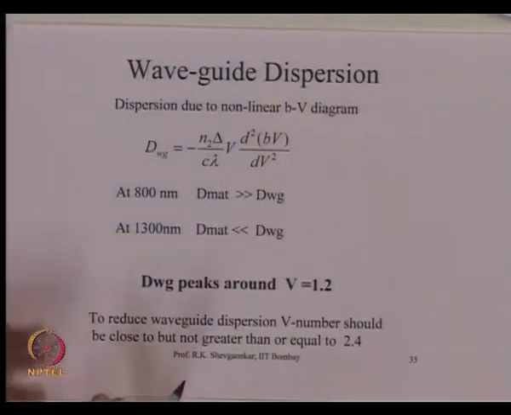So what we find is, to reduce the waveguide dispersion, essentially we should go as close to again the V number 2.4, so that the waveguide dispersion is small. Of course, it has not become very small. It is about 20% of what you would get around the peak, around the V number which is 1.2. So you cannot make the waveguide dispersion very small because you cannot operate the fiber at a V number which is greater than 2.4.